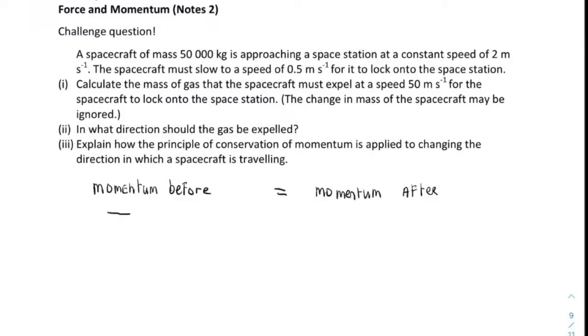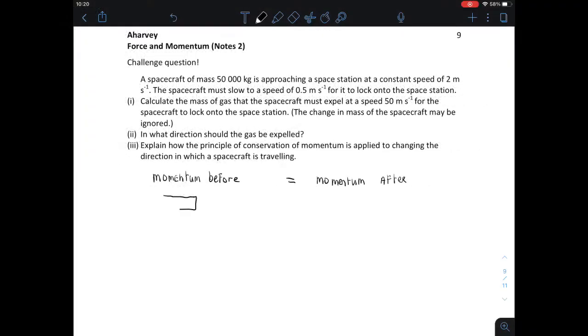Any questions looking at the conservation of momentum start off in the same way. We write down the momentum before equals the momentum after the collision. Okay, and from here I'm going to read the question and draw a diagram of the information given. So we're told we have a rocket moving at a speed of 2 meters per second before the collision, so before it slows down. And then afterwards, the rocket slows down because gas is expelled, so gas is released, and the rocket moves off at a slower pace.